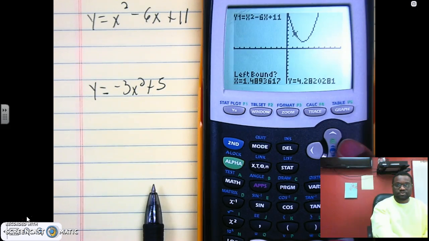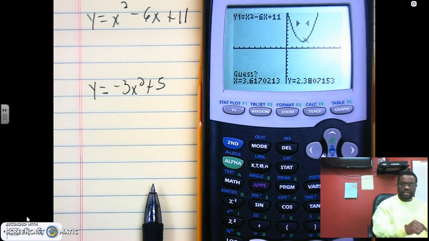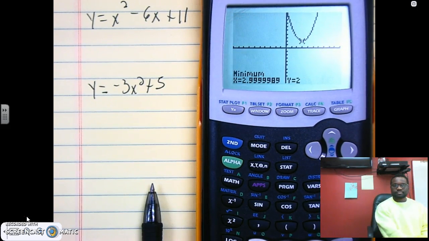So I'm tabbing to the right because it was up there to the left. And I want to get close on the left hand side of the vertex. Just hit enter. What the calculator is doing is it's going to do a little bit of math. It's going to do an average. Then it says right bound, so I'm on the right hand side of that point. And then it says guess. It's basically now about to do a calculation.